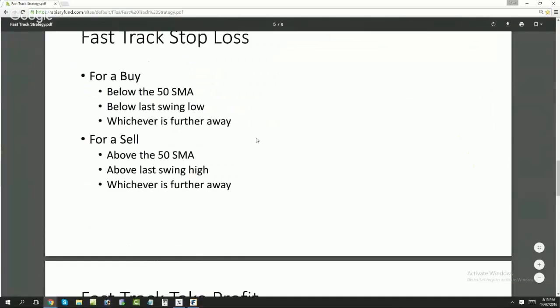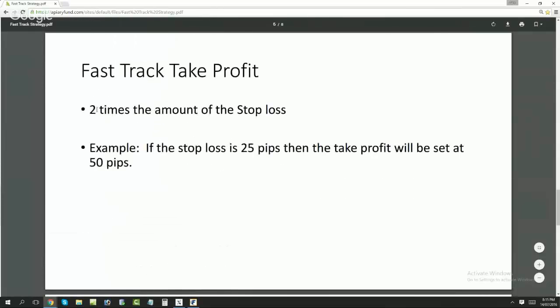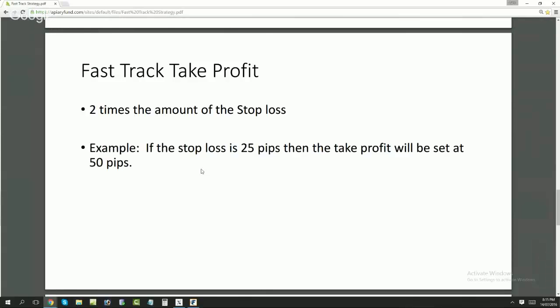And what else have we got here? The take profit is 2 times the amount of the stop loss. So for example, if the stop loss is 25, then the take profit will be set at 50 pips. So we're looking at 200% of the stop loss target. That could be a variable, and we can optimize that and test that out if we wanted to.